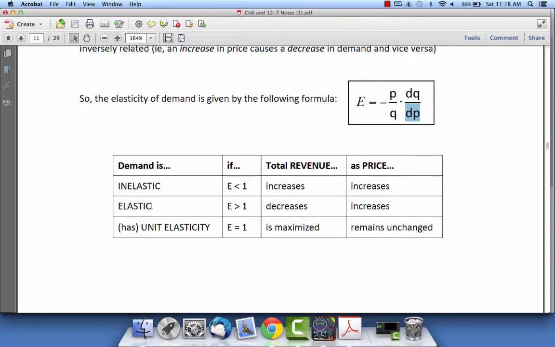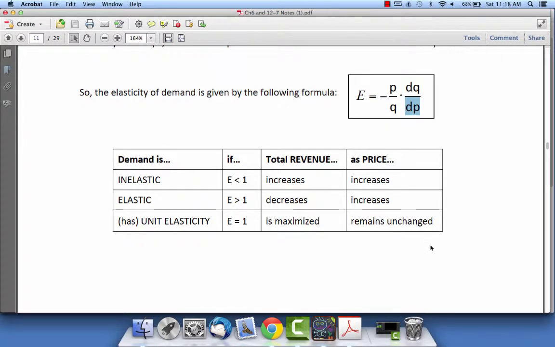So the demand is highly changeable, or elastic, if it's changing faster than price. Unit elasticity, where the elasticity is 1, they're changing at the exact same rate. So then your revenue is maximized, and as you increase the price, nothing happens to your revenue, that is.